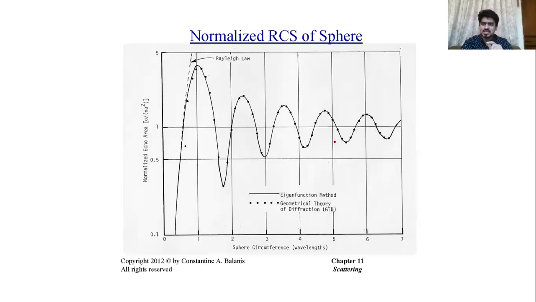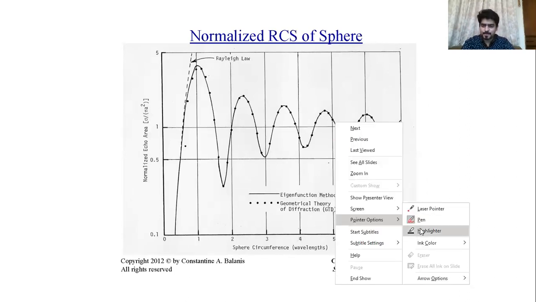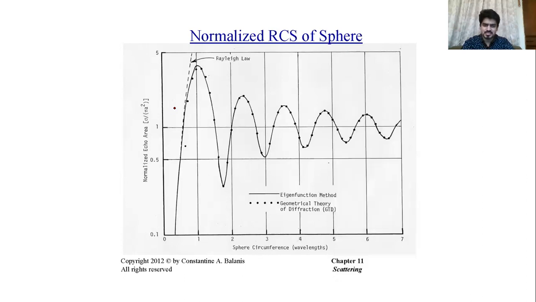And what you see is that if you plot the normalized RCS of a sphere, let me draw two regions. So let me just draw the first region. Here, when the circumferential dimension of your sphere with respect to wavelength lambda is smaller than 1, that means your circumferential dimension, which is nothing but 2 pi r or pi d, is smaller than the wavelength lambda.